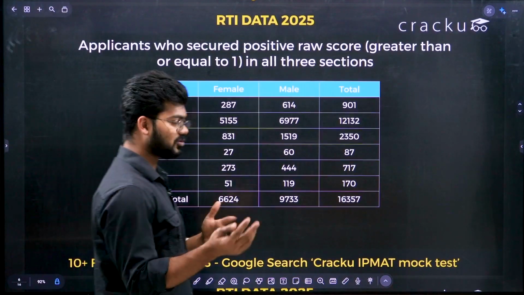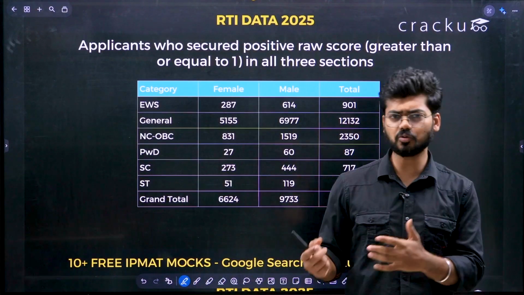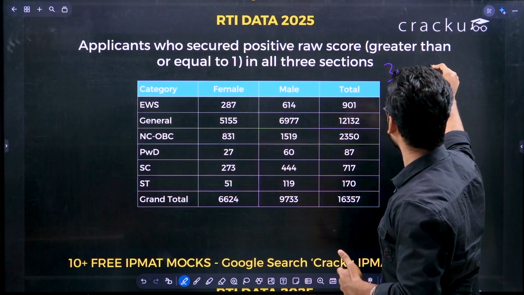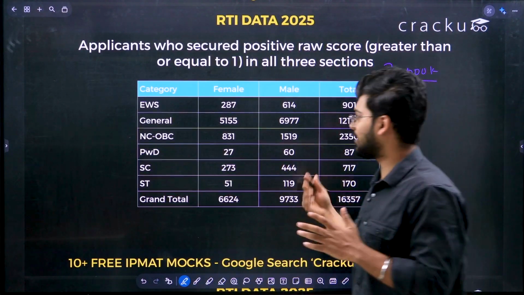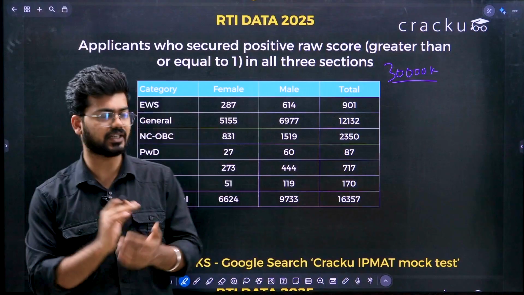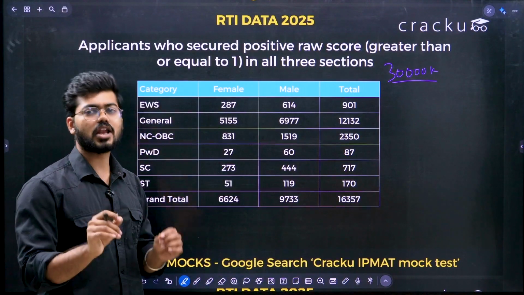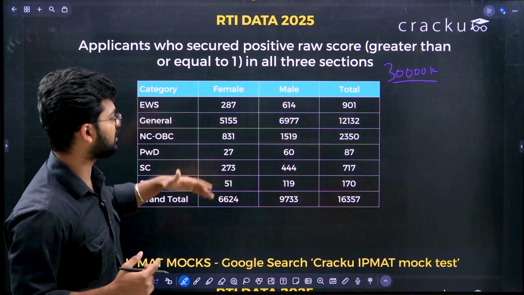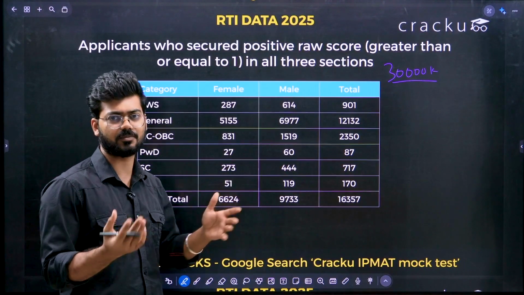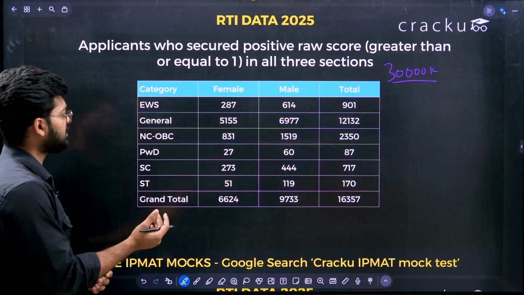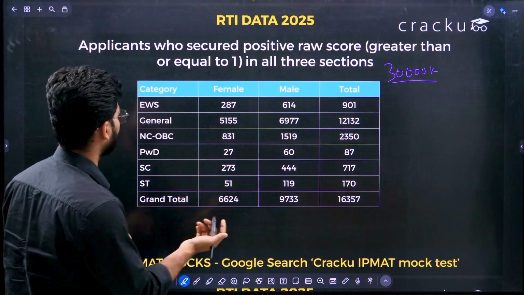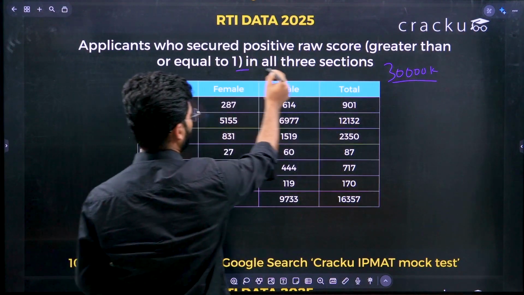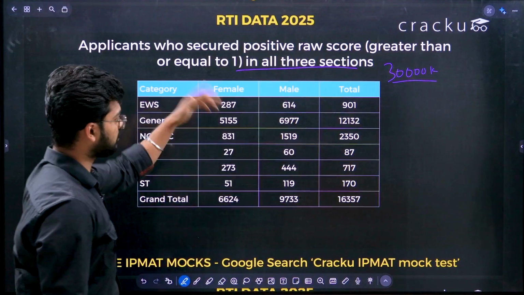Okay, now let's talk about numbers. Around 30,000 people take the test every year. Last year around 30,000 people took the test. Out of those, only 16,000 people achieved a positive raw score greater than or equal to 1 in all the sections combined, right? This is the RTI data: applicants who secured a positive raw score greater than or equal to 1 in all 3 sections.